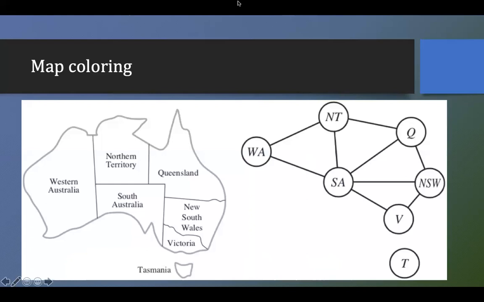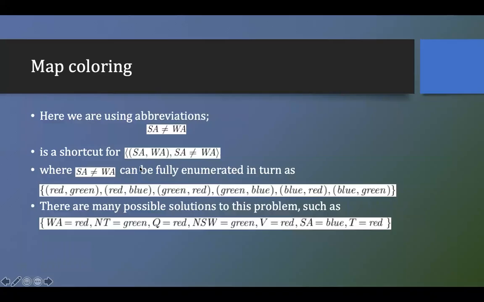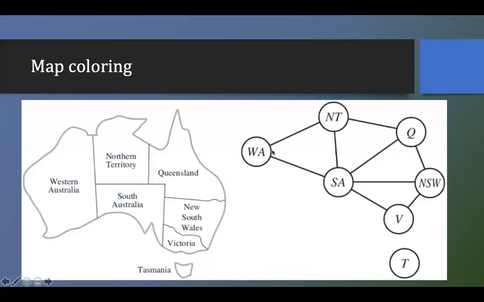So we have the city name Western Australia here. Then Northern Territory. Then we have Queensland, here. Then we have South Australia here. New South Wales is here, and Victoria is here, and then Tasmania is here. Okay, so we have these regions related to Australia.